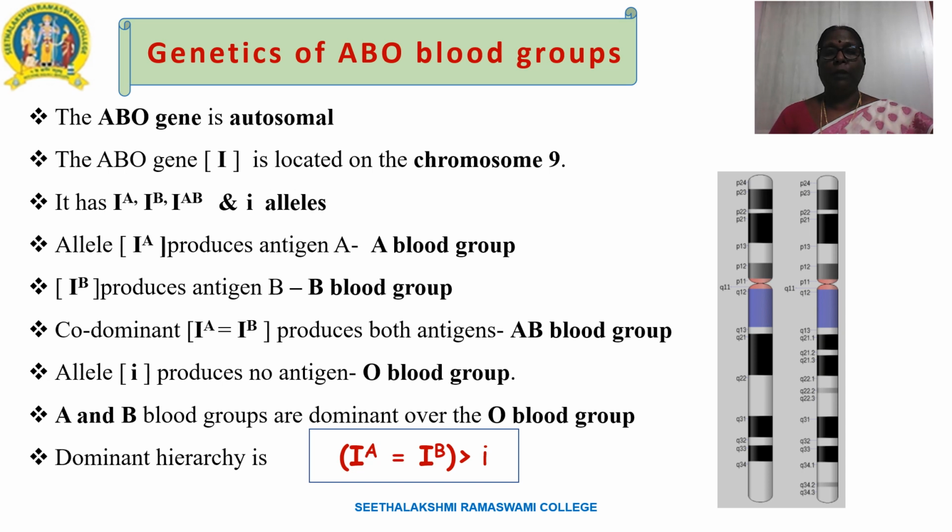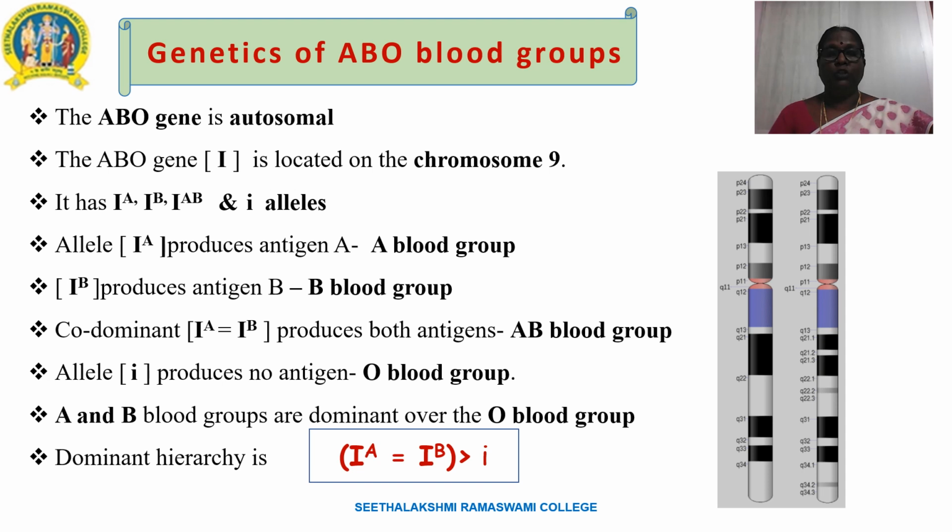Genetics of ABO blood groups. The gene responsible for the ABO blood group is capital I. This gene is located on chromosome 9. It is an autosome. It has four different alleles: IA, IB, IAB and small i.